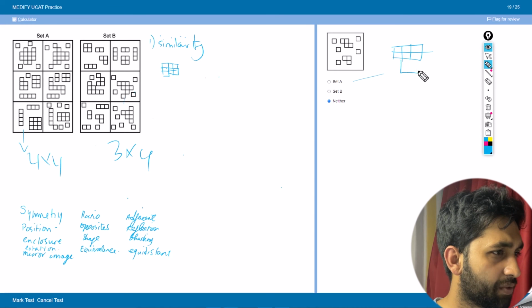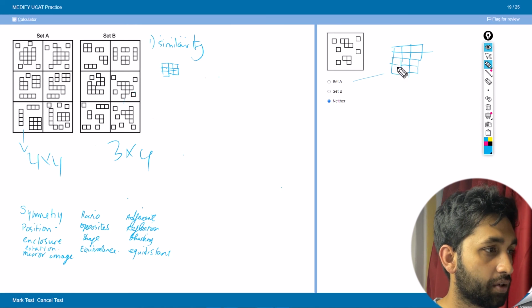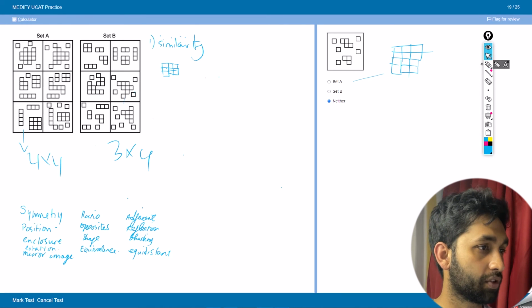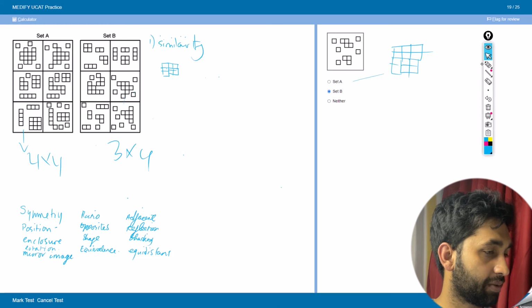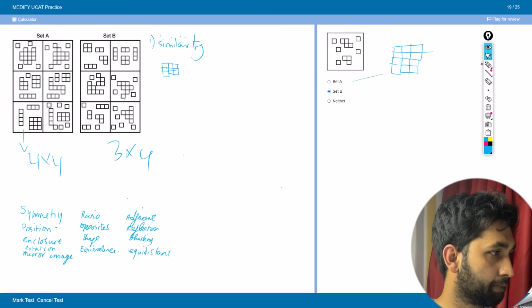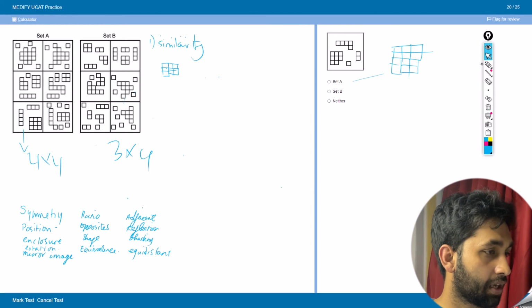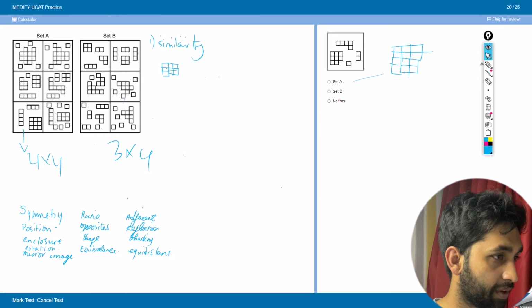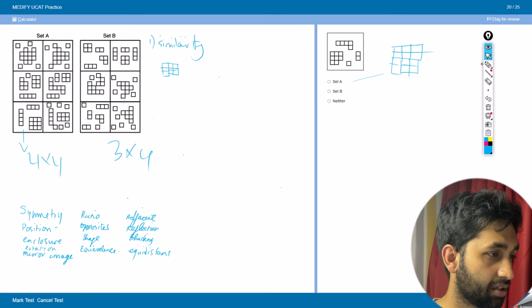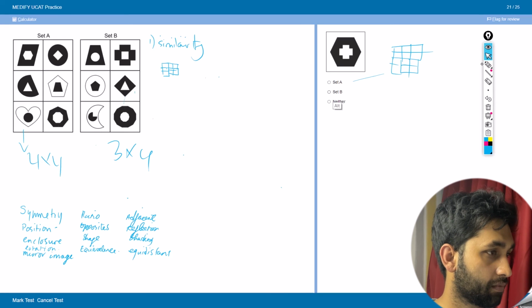Plus a 4x4. Sorry, 2x2. And then you've got 2 left, and so that's 1, 2, 3, 4. That's going to be 3x4. So I was wrong there. So it would have been a 3x4. Yes, so set B. And then this one, again, you've got 3x3. Shove that in there. Yeah, that's got to be set A.